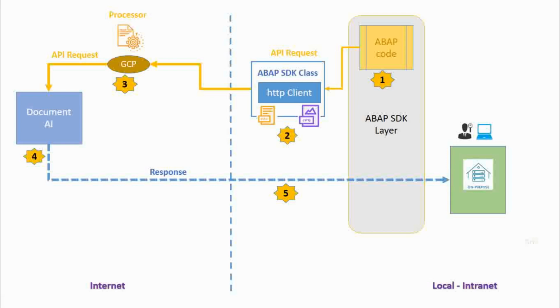Then it will go to the Google Document AI API. So this API will understand what document it received and what processor it received, so that based on that it will read the document and give back your defined values. So these are the steps for consuming Document AI from SAP. We will see this in detail in the further sessions.